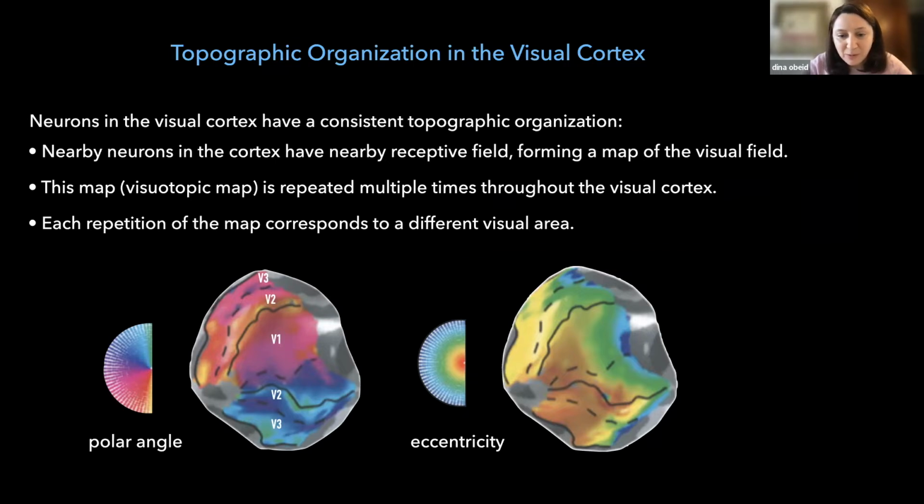for those of you who don't work in vision or in the visual cortex. You know that neurons in the visual cortex respond to visual stimuli. And the visual cortex has a very consistent topographic organization where if you take two neurons in the visual cortex and you look at their receptive fields, you will find that they are located close by as well. So nearby neurons in the brain will have nearby receptive fields. And they will map the whole visual field. And each repetition will correspond to a different visual area.